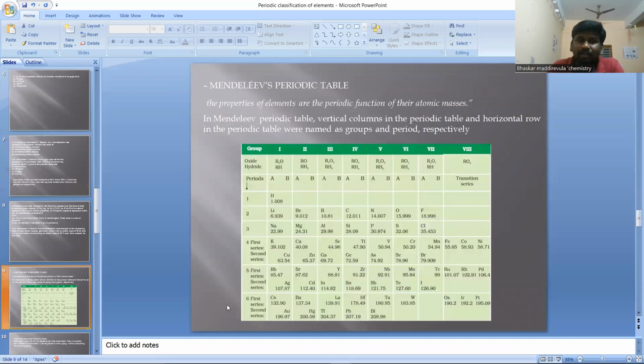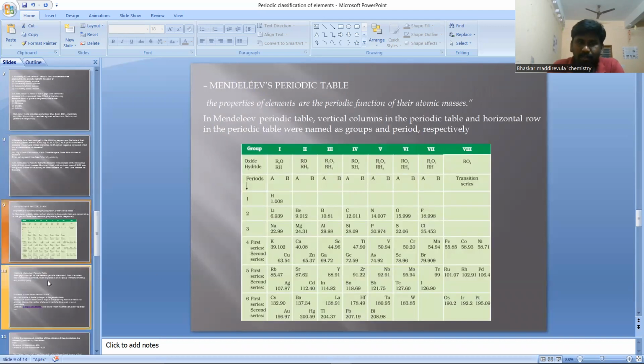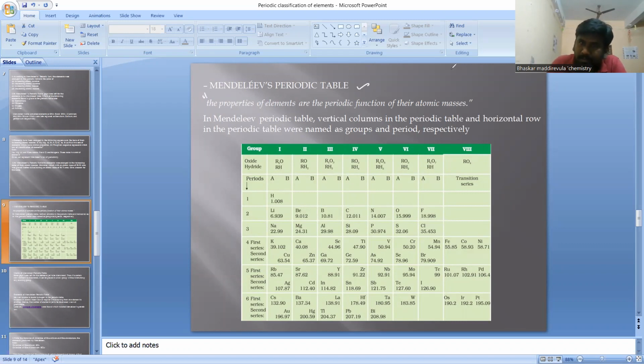First we'll see the content, and thereafter we'll go with the questions. Now, Mendeleev's periodic table. After Newland's periodic table, to overcome its limitations, a new periodic table came forward, that is Mendeleev's periodic table. This periodic table is mainly based on one law, the main law of the Mendeleev periodic table: the properties of elements are periodic functions of their atomic mass.